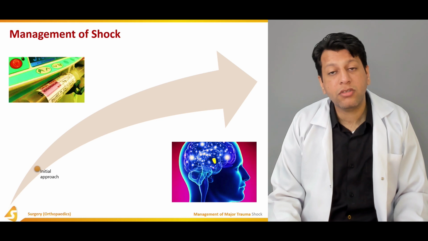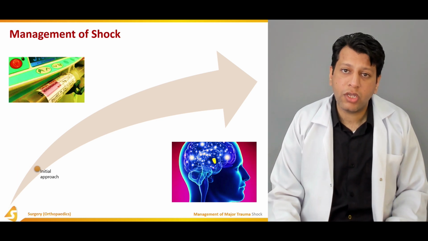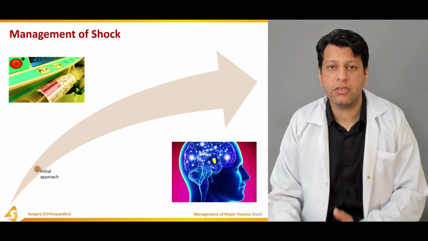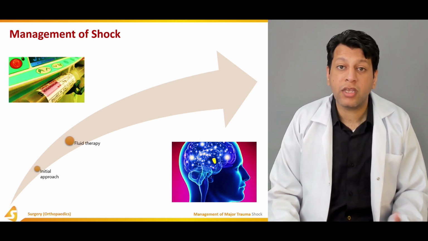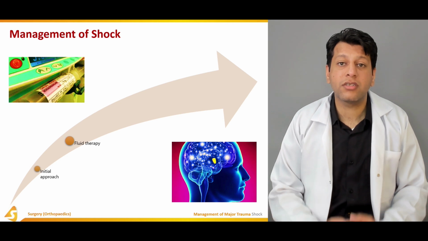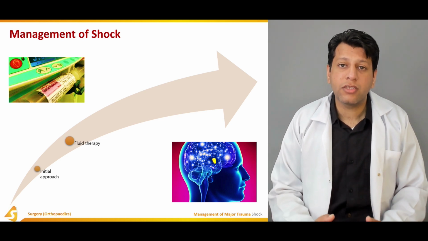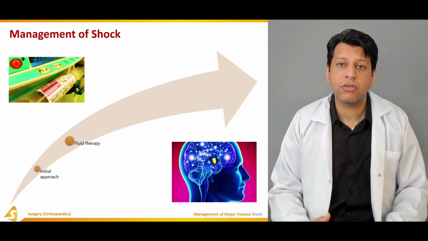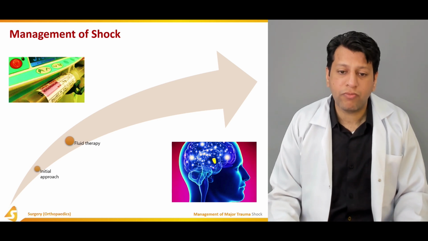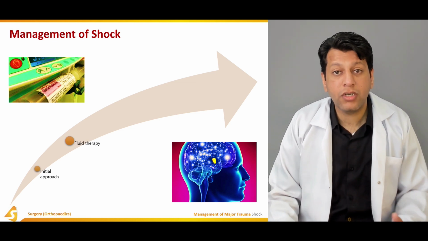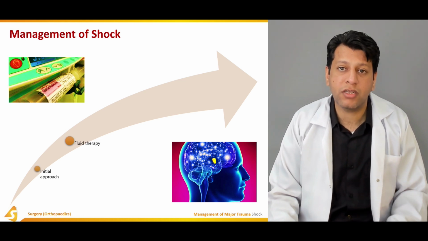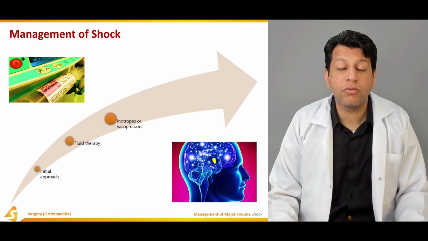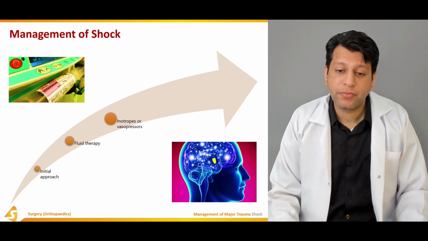Management of shock starts again with airway, breathing, circulation, disability, and environment. If it's a hemorrhagic shock, in a trauma patient it is usually considered hemorrhagic shock until proven otherwise. For that, you have to give fluids. If you are still not able to resuscitate, then we may have to give blood as well, because the patient is losing a lot of blood.